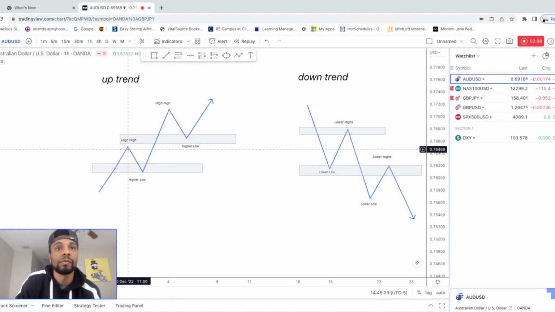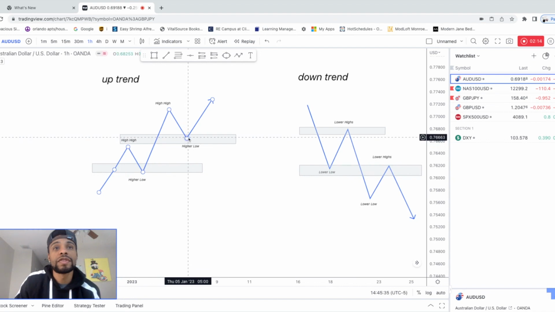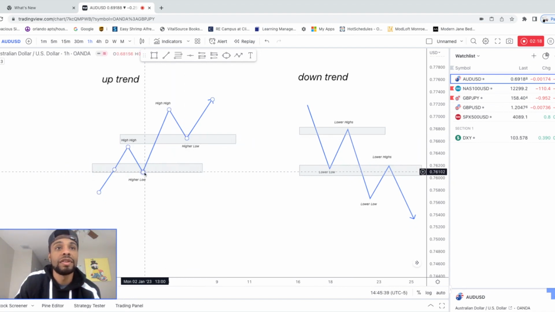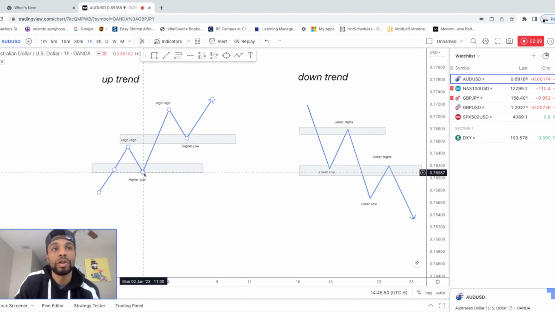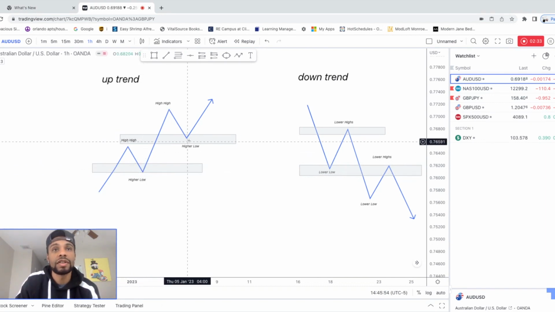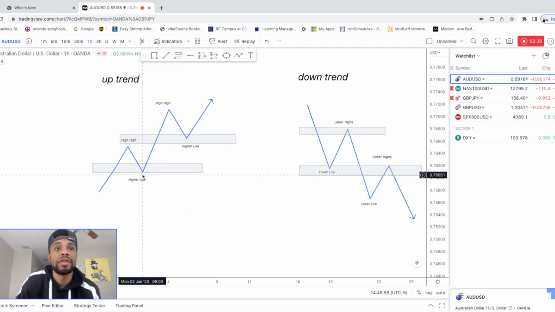Again, this is a higher high because this high point is higher than this high point here. Now, what is a higher low? A higher low is this point here. It is higher than this point here. This is a low point of the trend, and it is higher than this previous low point of the trend. So again, this higher low is higher than this lower low here.